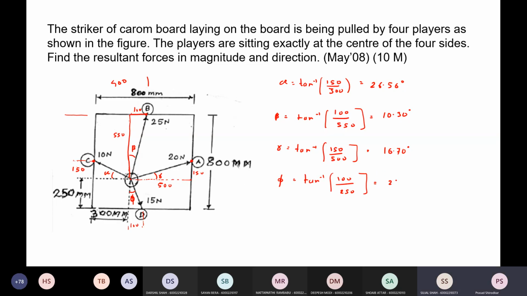Now here all the angles are with respect to horizon. So what I will do, you can use this angle also, or I just have subtracted this one from 90 degrees. So beta is 10.30. So 90 minus beta, that is what I have used in my calculations. So I'm just going to write it as 79.70 degrees. Okay. So these are all the angles.